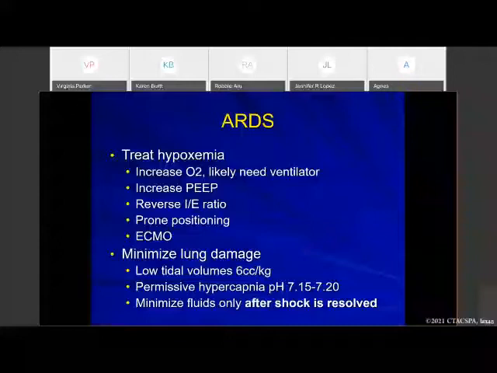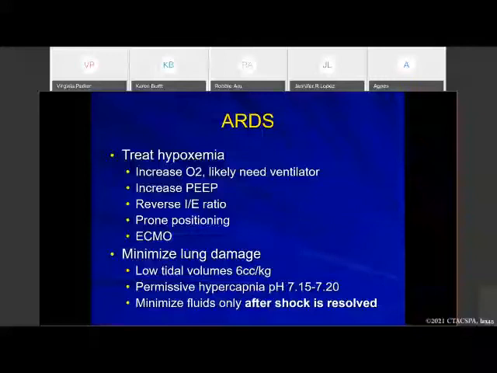In the meantime, we found out through major studies that you want to minimize the lung damage so patients have a chance to recover. So we go for low tidal volumes, which is 6 cc's per kilogram. Sometimes, when you're fighting in the trenches, you get as low as 4 cc's per kilogram. This will make your CO2 go up, but we allow permissive hypercapnia. And it's okay to have a pH of 7.15 in a normal healthy person.